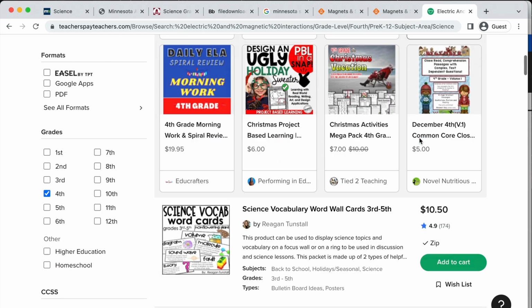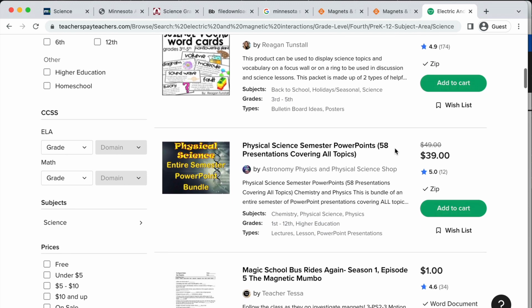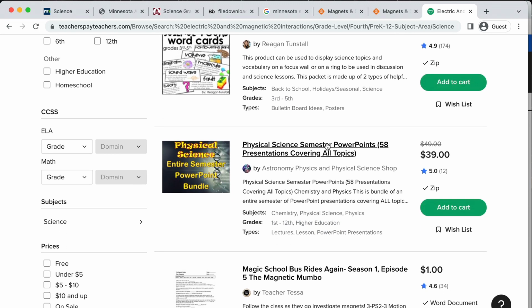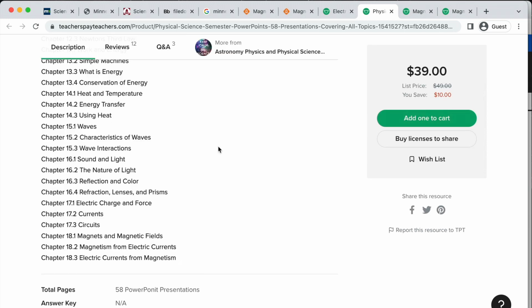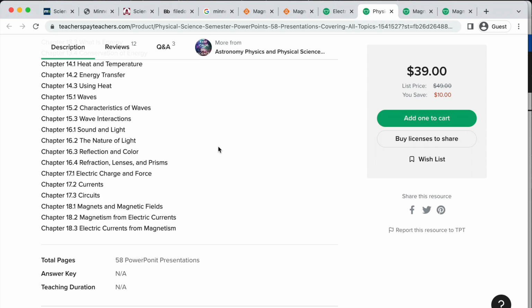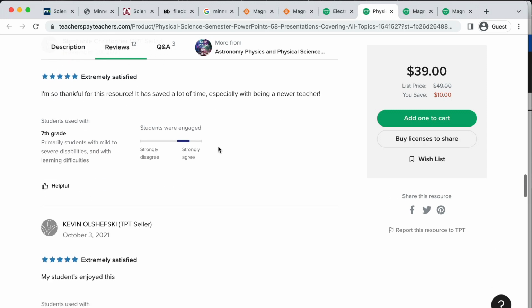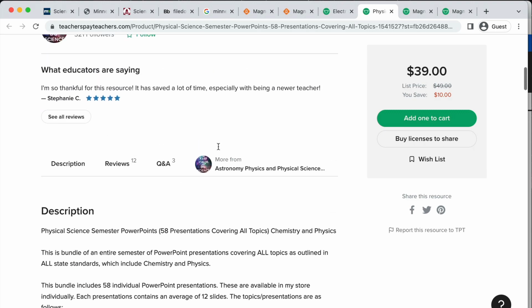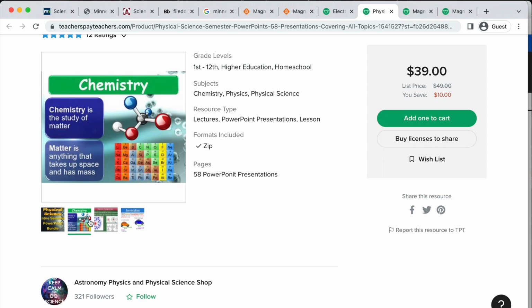So now, what kind of lessons do we have? Science, vocabulary, word wall, physical science semester PowerPoints. Ooh, that's $39. It's PowerPoints for the whole semester. Oh, here we go, magnets and magnetic fields. So that would work, but do I really want the rest of this? I'm not sure, because there's also not a preview. There are these little thumbnails, but there's not a preview.